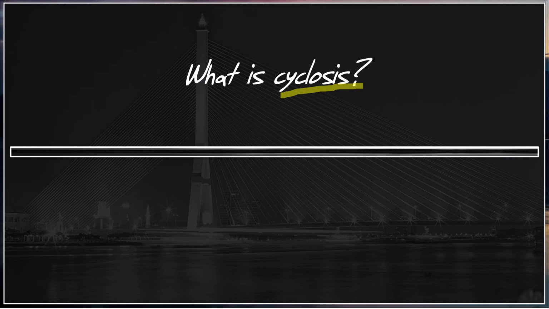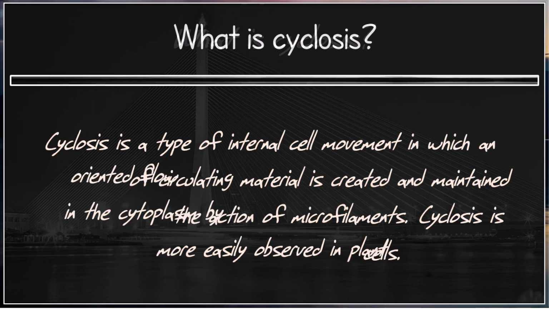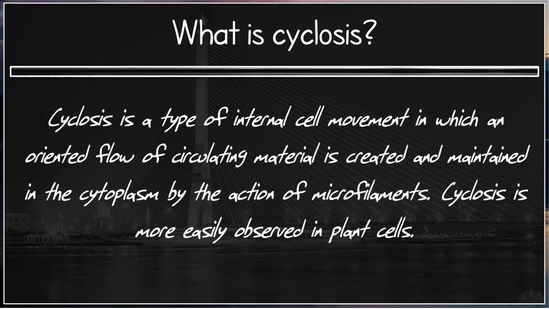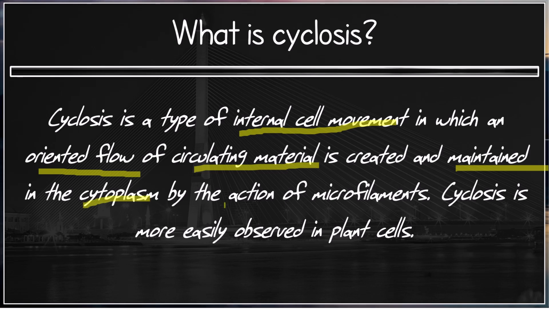What is cyclosis? Cyclosis is a type of internal cell movement in which an oriented flow of circulating material is created and maintained in the cytoplasm by the actin of microfilaments. Cyclosis is more easily observed in plant cells.